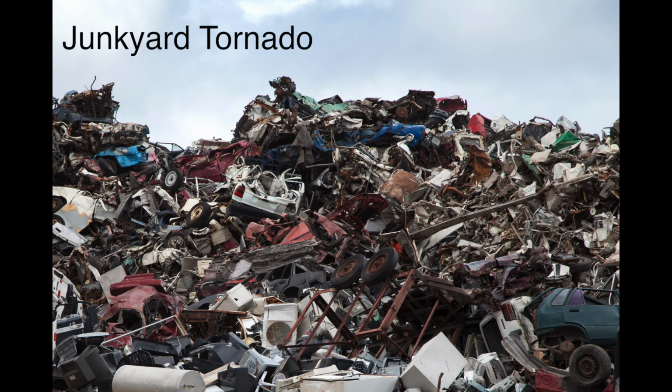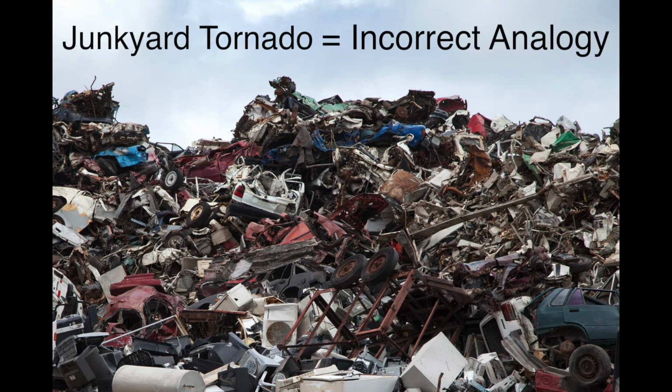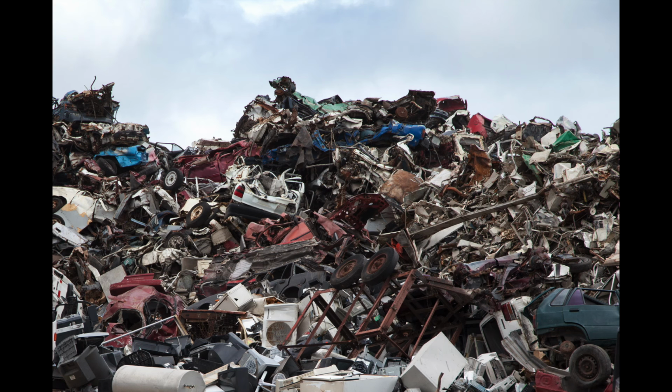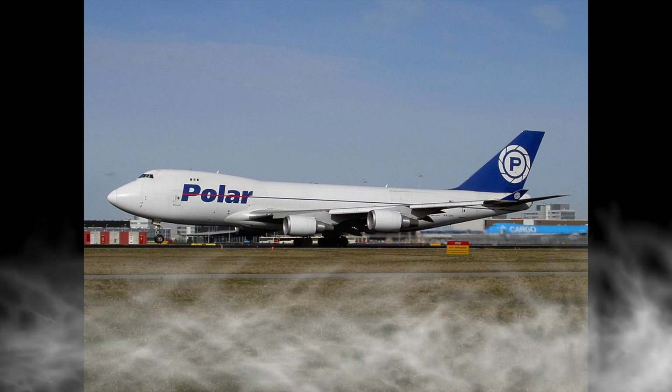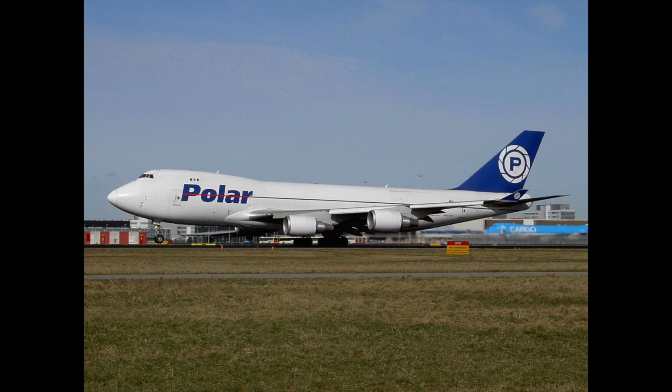People have tried to use the junkyard tornado thought experiment to prove natural selection wrong, but I'm going to show you why this is an incorrect analogy. People have tried to equate the possibility of life to that of a tornado sweeping through a junkyard assembling a Boeing 747 fully loaded and ready to fly. This is obviously wrong, as natural selection works in baby steps. It only makes giant leaps by the accumulation of small leaps.